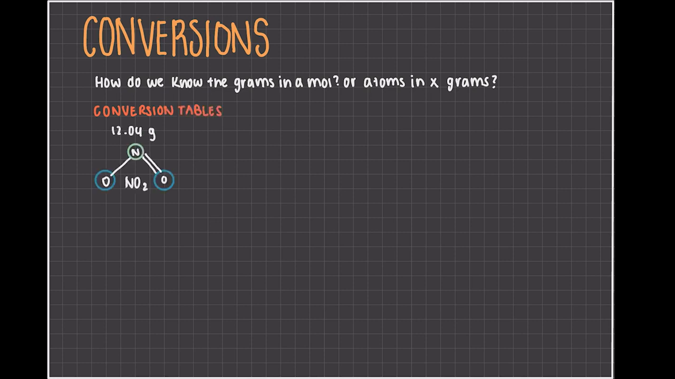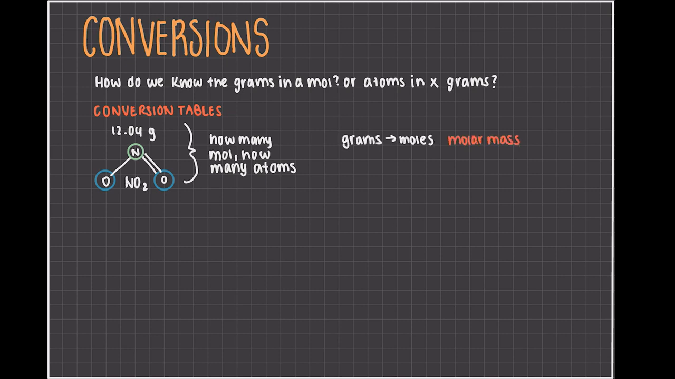Let's say we have 12.04 grams of NO2. In order to get grams to moles, we're going to need the molar mass. Nitrogen has a molar mass of 14, while oxygen has a molar mass of around 16. So we're going to go ahead and multiply oxygen's molar mass by 2, because we have 2 oxygens in NO2, add them together to get NO2's molar mass to be around 46 grams per mole.